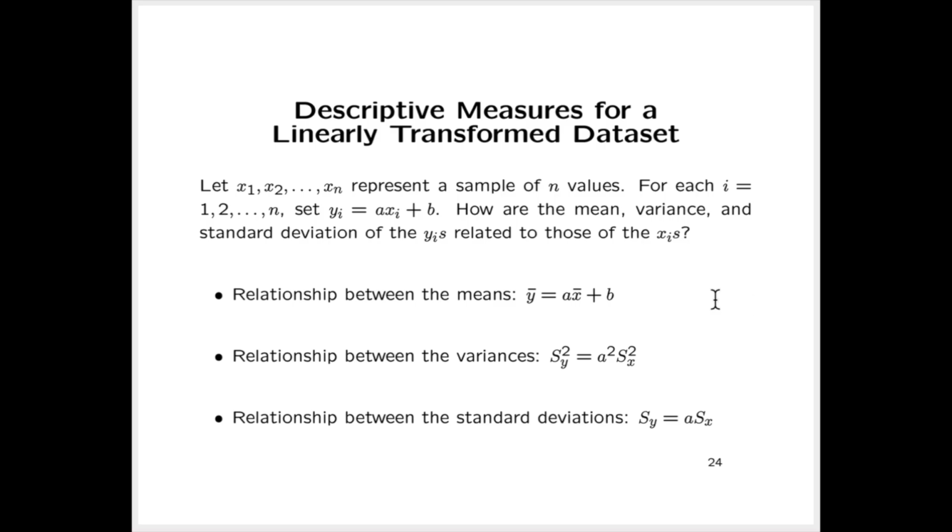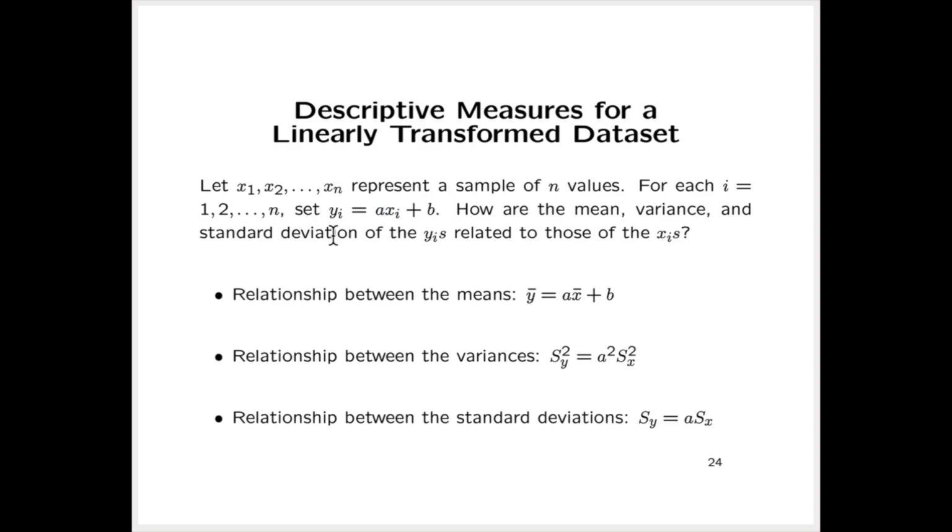Now, let's start off by letting x1 through x sub n represent a sample of n values. For each i going from 1 to n, let's define a new variable, a derived measurement, which we'll denote by y in this case, in terms of the x's in the following way. So y sub i is equal to a times x sub i plus b. A is going to be non-zero, to be of any interest. B could be 0. Really, b can be any real number. A can be any real number except 0 in this case.